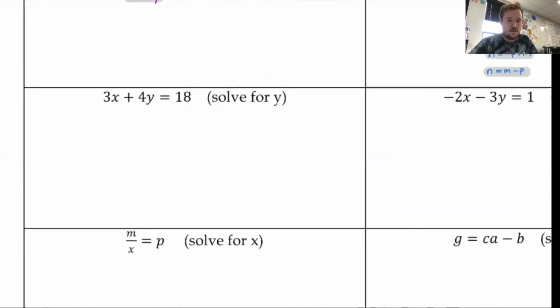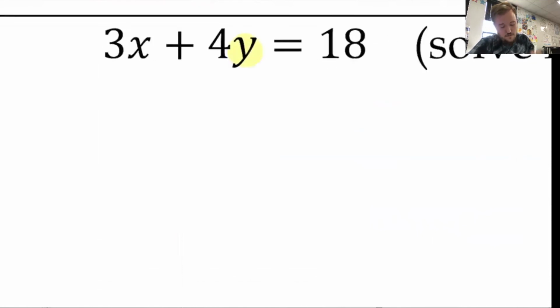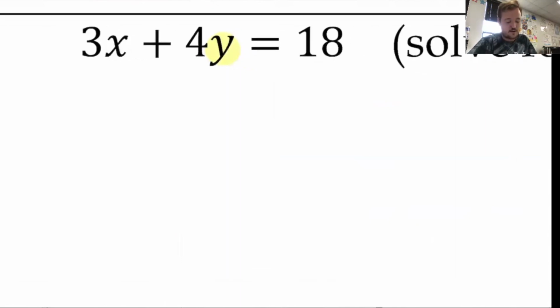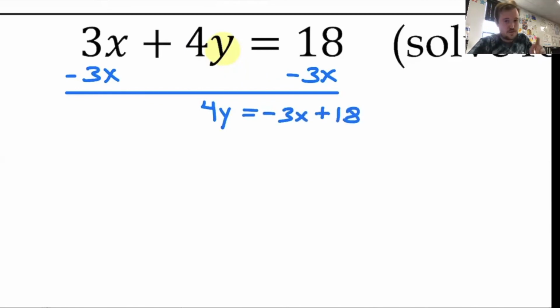All right, so next one. We're solving for y. So still going to follow your inverse operations. I need to get rid of any addition and subtraction first. That means I've got to get rid of this 3x first. Because it's positive, I'm going to subtract it. So I have 4y equals negative 3x plus 18. There's no sign in front of the 18, so you assume it's positive.